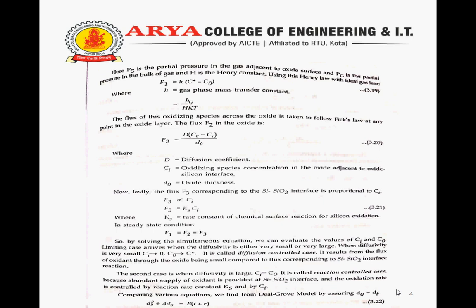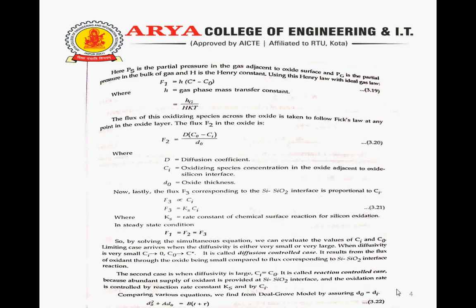In steady state condition, F1 equal to F2 equal to F3. So by solving the simultaneous equations, we can evaluate the values of Ci and C naught. Limiting cases arise when the diffusivity is either very small or very large. When diffusivity is very small, Ci tends to 0, C naught tends to C star. It is called the diffusion control case. It results from the flux of oxidant through the oxide being small compared to the flux corresponding to the Si-SiO2 interface reaction.